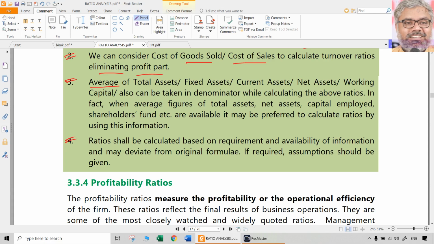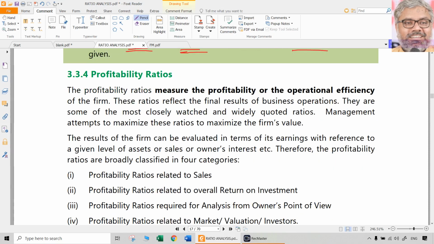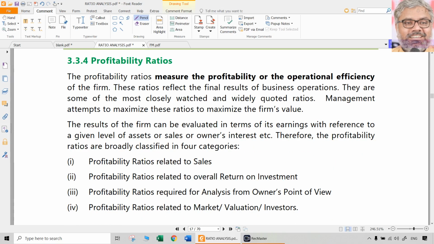That is also another point. And the same thing, which I always keep on repeating, is reiterated here also. Ratio shall be calculated based on the requirement and availability of information and may deviate from the original formulae. Definitely, if required, assumptions should be given. So don't be rigid. Don't say that this was the formula told, now a different formula is used. No, a different formula is not used. A different type or mode of formula is used, or maybe a small deviation from the original formula is always possible. How? Why? Based on information.